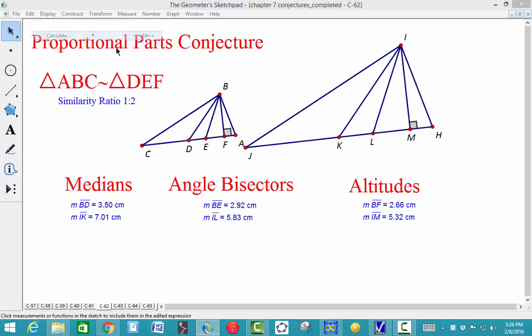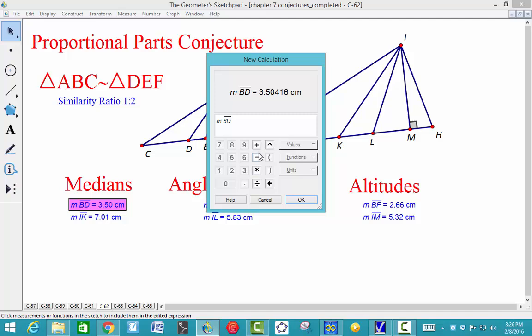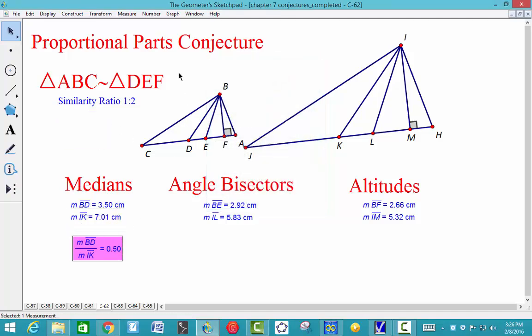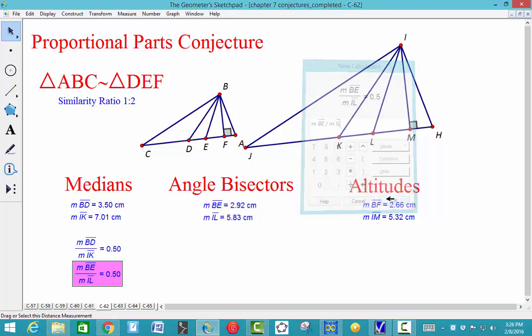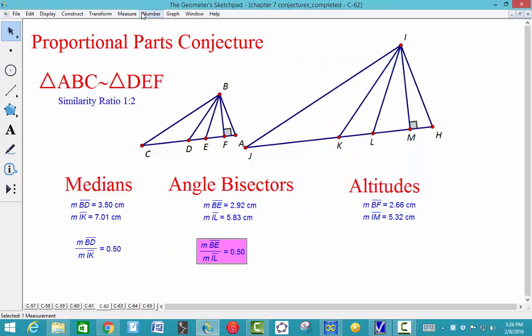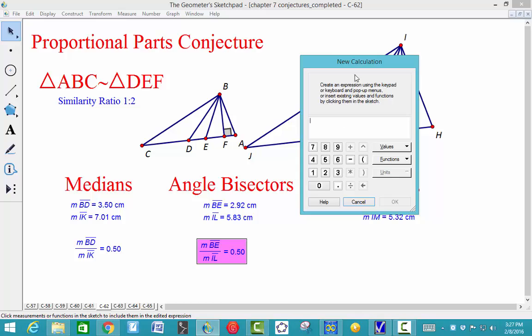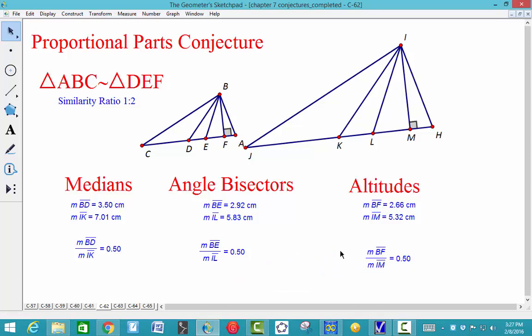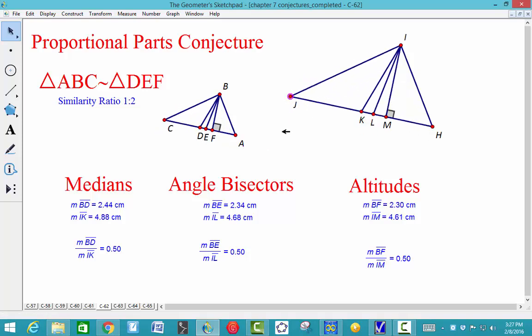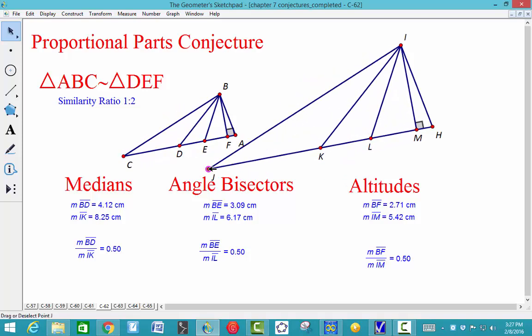So if I come up and go to number and calculate, if I divide the two medians, I'll see that they're in a ratio of 1 to 2. If I divide the two angle bisectors, you'll see that they're in a ratio of 1 to 2. And lastly, if I divide the two altitudes, you'll see that they're in a ratio of 1 to 2. And as the triangles are moved here, you can see those ratios will maintain.